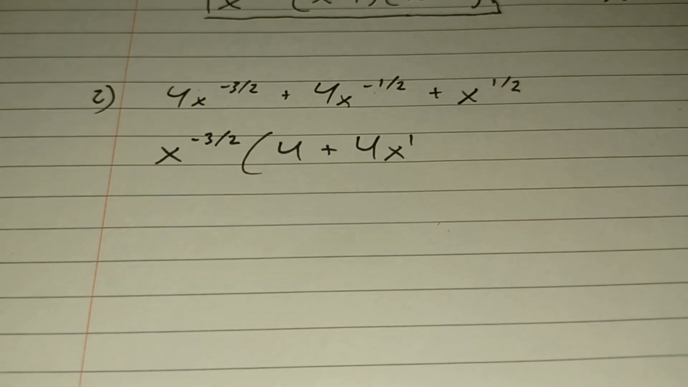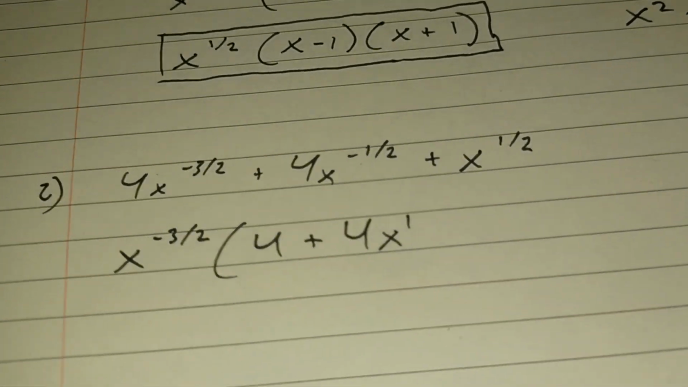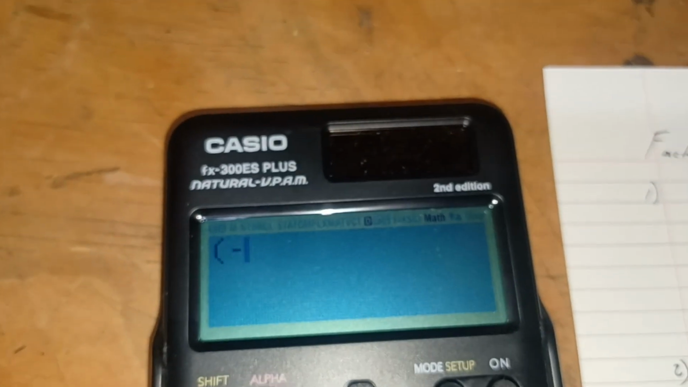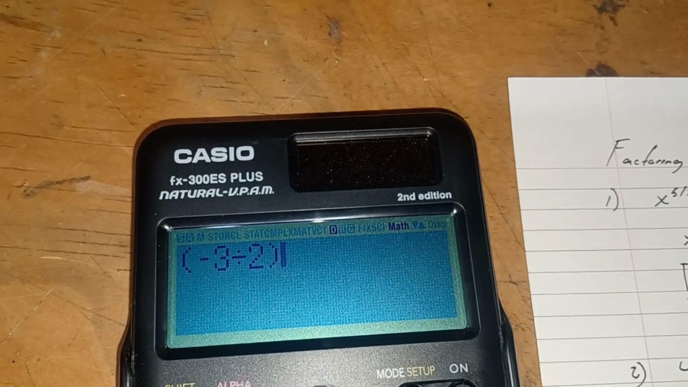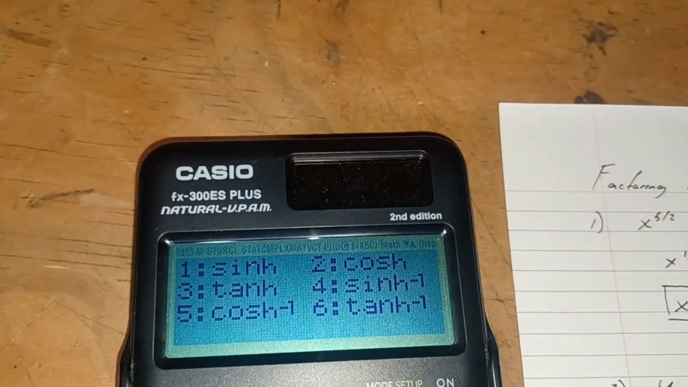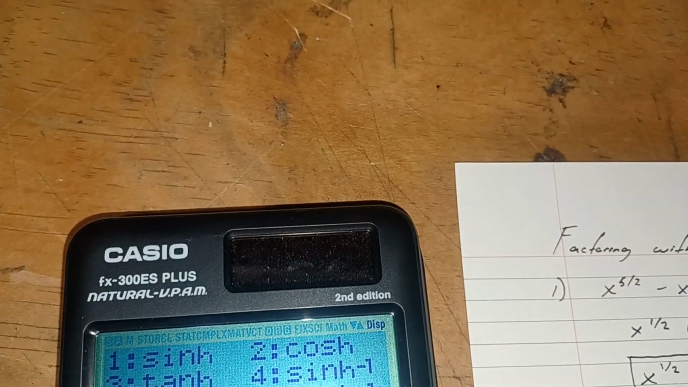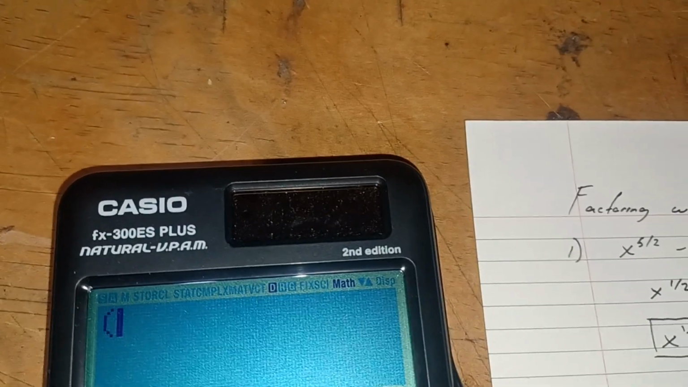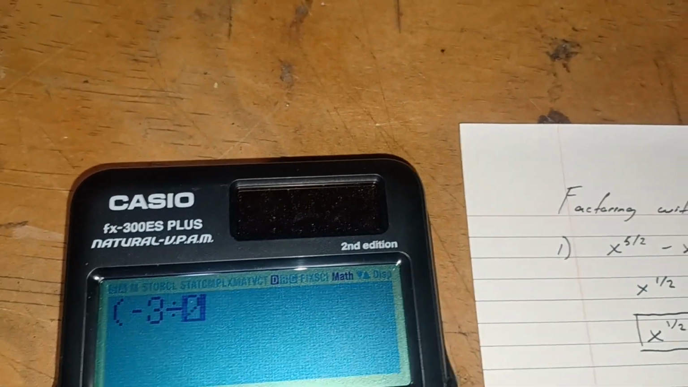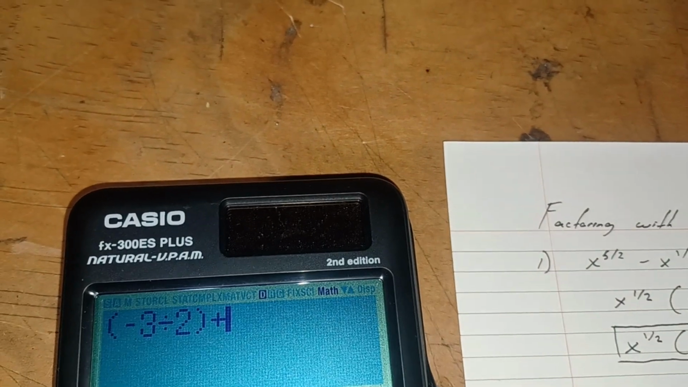Let's confirm it real quick. So we have negative 3 halves plus 1. That's going to give us negative 1 half, right?